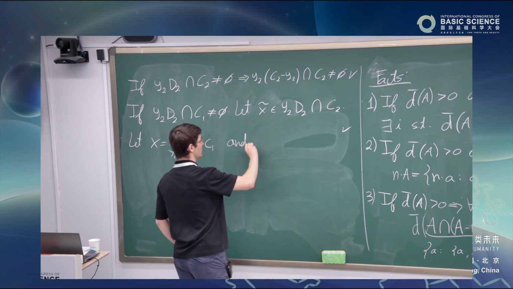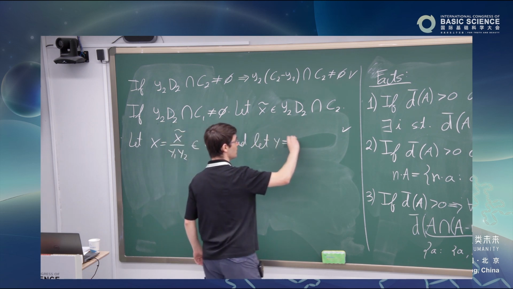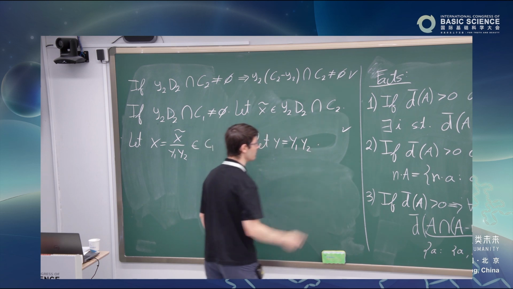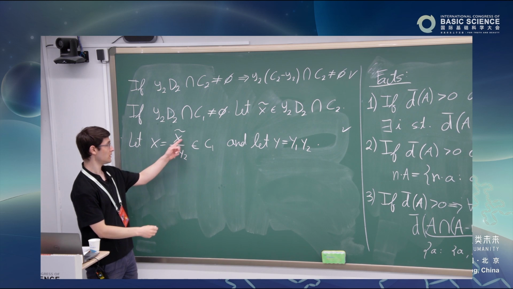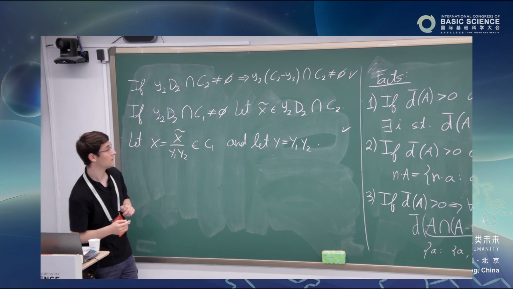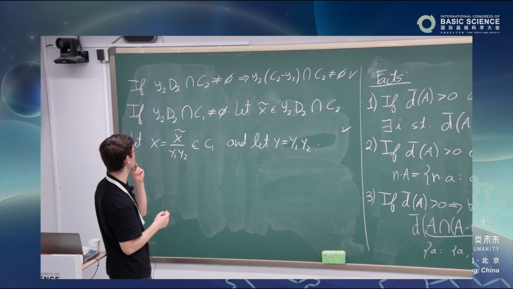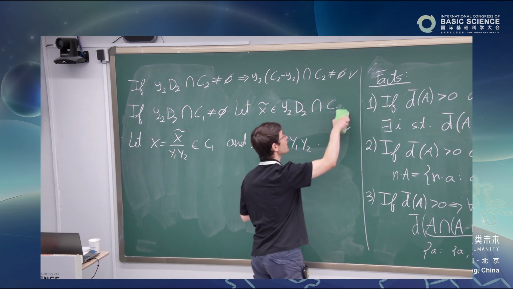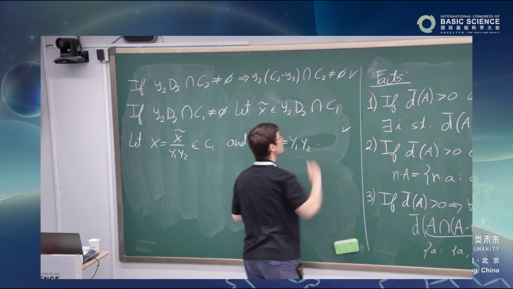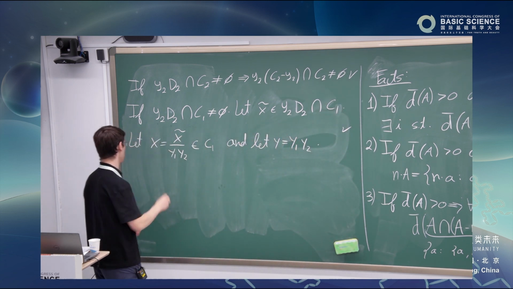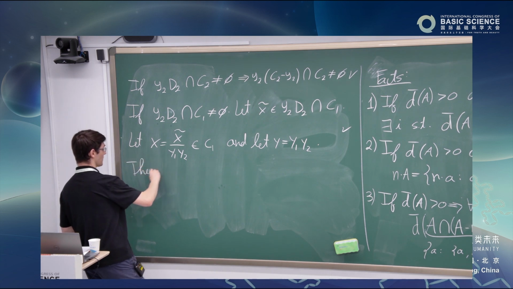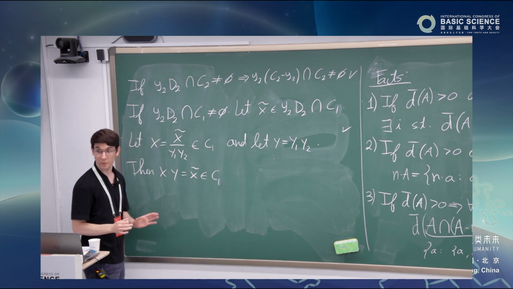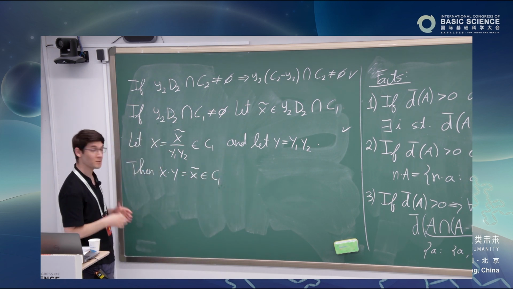Okay, and let y be y1 times y2. So y is not in C1, it doesn't matter. But x times y is x tilde, which is in C1. One moment. y1 is in C1. Okay, so then x times y, this is x tilde, this is in C1. Okay, we have half of what we want.